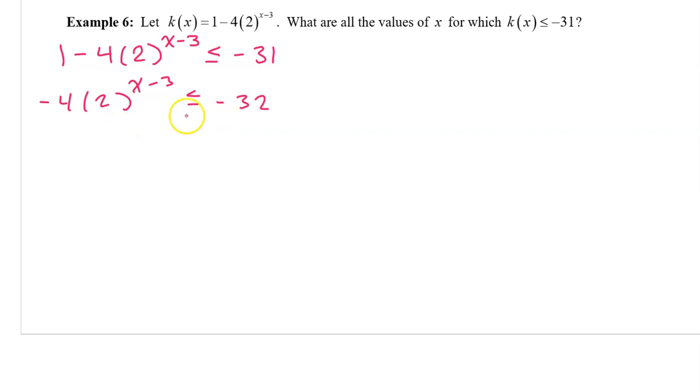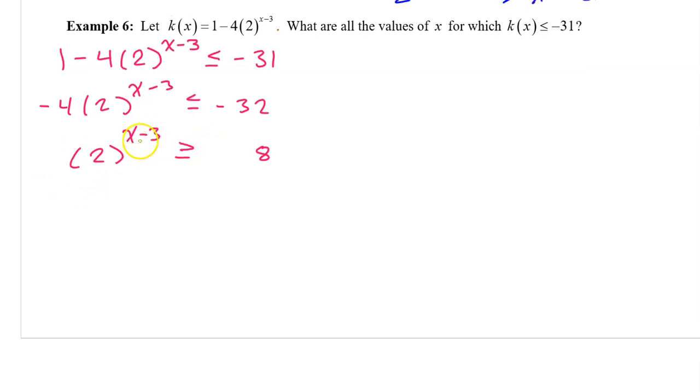Be very careful now. I want to divide both sides of the inequality by -4 to isolate this part of the expression. However, when you divide both sides of an inequality by a negative number, you have to remember to reverse the direction of the inequality. So dividing by -4 will leave us with 2 to the x minus 3 power on the left side, but then we will have greater than or equal to +8.